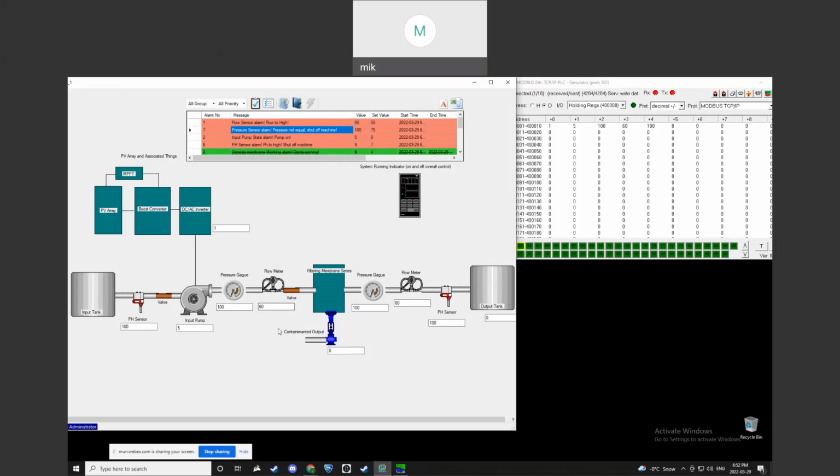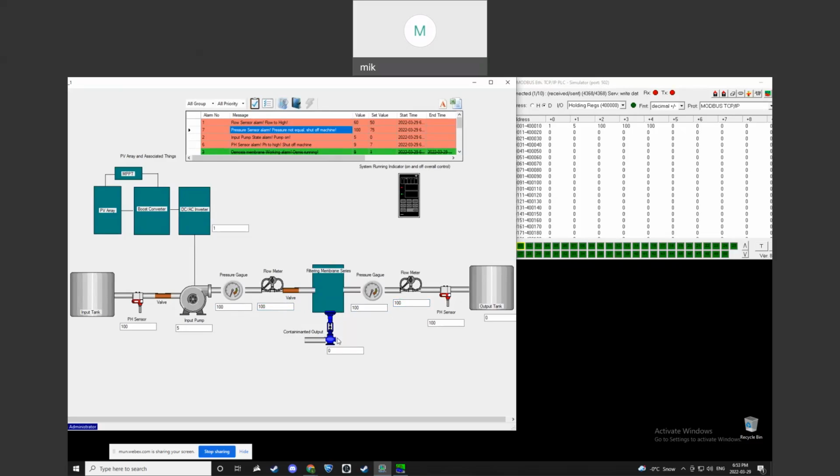Then we have the flow meter. If we type in 60, we're all good because it's set to 75. So if we go to 80 or so, we should be getting an alarm.